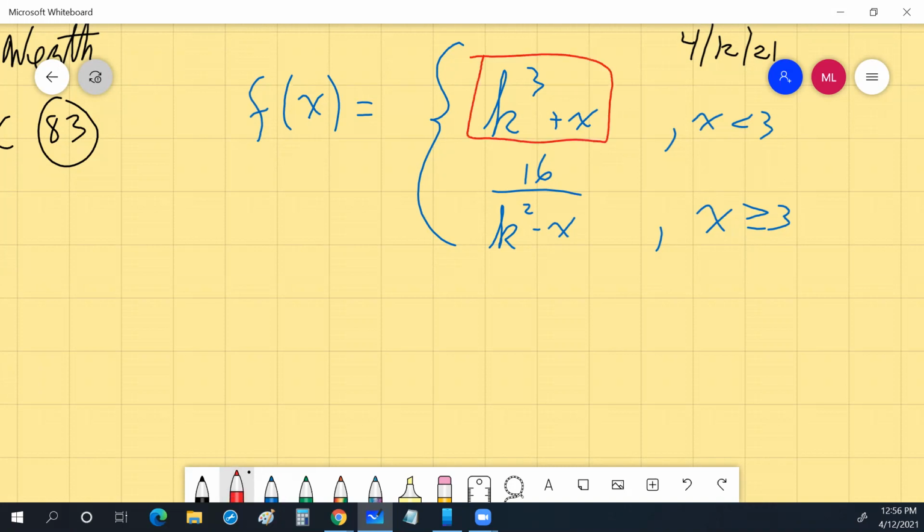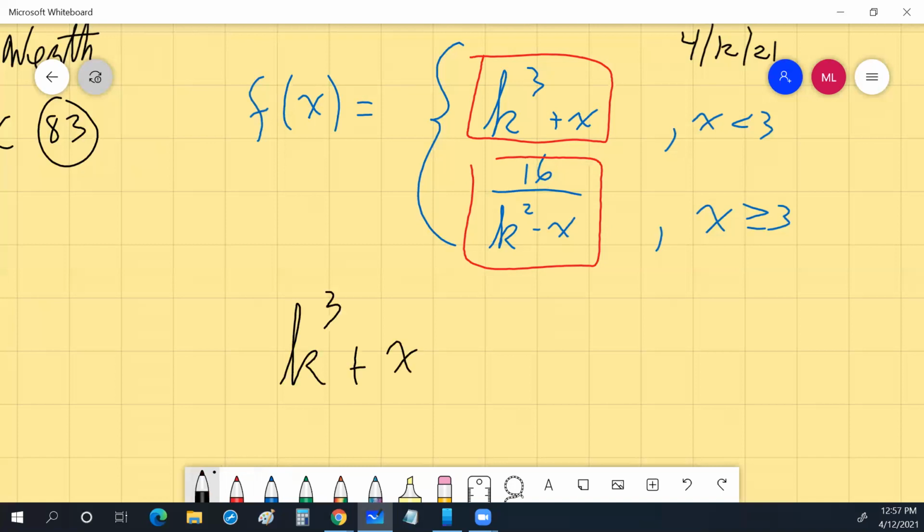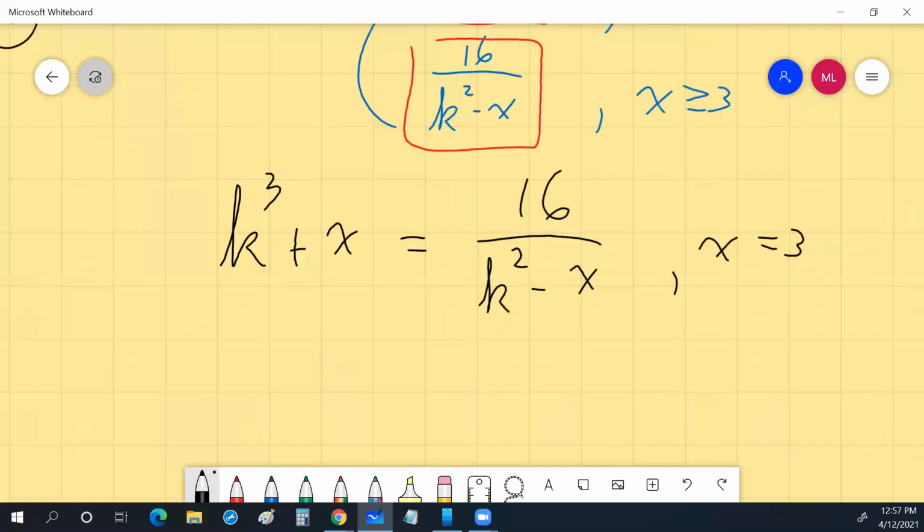So in other words, this part of the graph and this part of the graph have to meet up and touch each other when x equals 3. If they don't meet up, then there's a gap. It's not continuous. So we have to get this piece to connect to that piece when x equals 3. So obviously, k cubed plus x must equal 16 over k squared minus x when x equals 3. Now, those have to equal. If that piece matches that piece, then we're good.